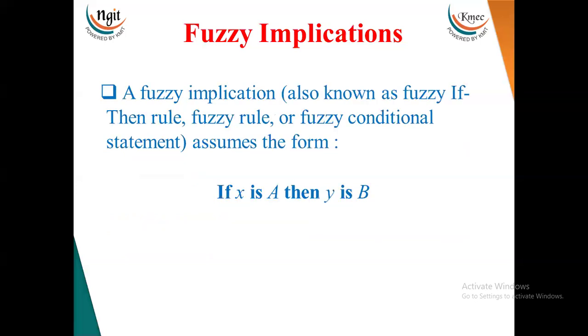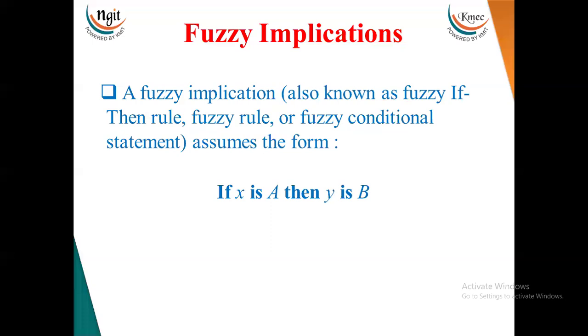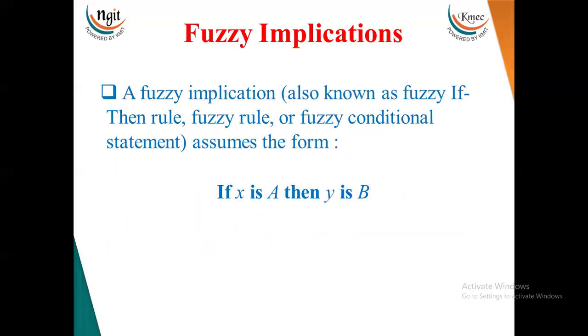In this equation, A, comma B are the linguistic variables on the fuzzy set A, whereas B is on the universe of discourse of X, comma Y. And X is A is called the antecedent or premise, while Y is B is called the consequence or conclusion. So this way we will write the fuzzy implication.